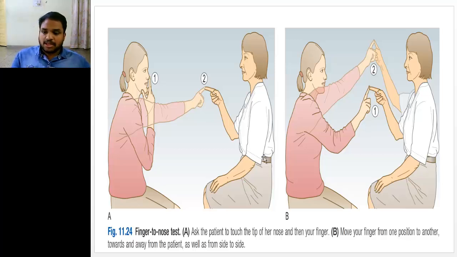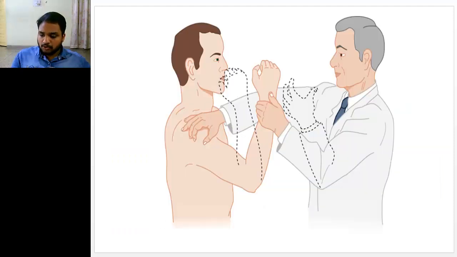Fine. And another test is the rebound phenomenon, right? In the rebound phenomenon, you have to flex the elbow against resistance and release the resistance immediately. So what happens when you release? If the patient is unable to check the flexion of the elbow, that means it is abnormal. Usually the patient would be able to check the flexion of the elbow, but if the patient is unable to check it, then it is abnormal, and it is called a positive rebound phenomenon, right?